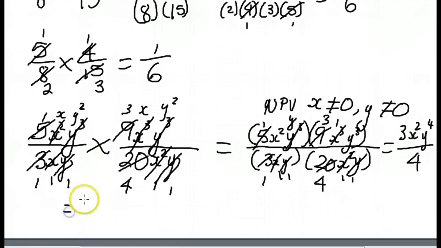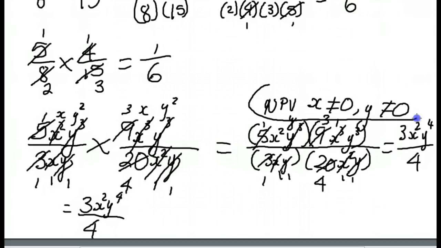And now we have 1 times 3, so I'm looking for my numbers first. 3x squared y to the fourth, and in the denominator 4. Okay, and still with the proviso, of course, right, that neither x nor y can be 0.